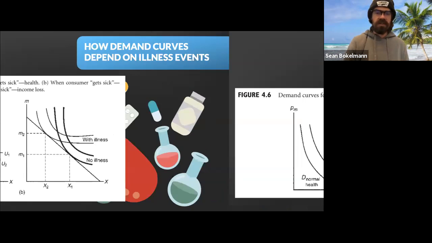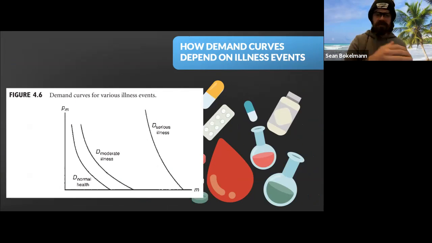And so if we were to plot these various demand curves given various illnesses, it would look something like this. Obviously, the demand for healthcare with normal health would be the lowest demand. And as the illness increases in severity, the demand for healthcare would shift to the right. And not only would it shift to the right, but it also might become steeper, right? And what does that mean? What if the demand curve becomes steeper? How do we interpret that, or what's the good way of thinking about that?